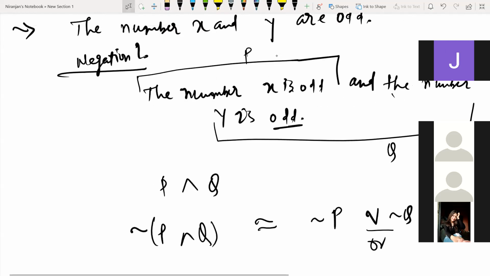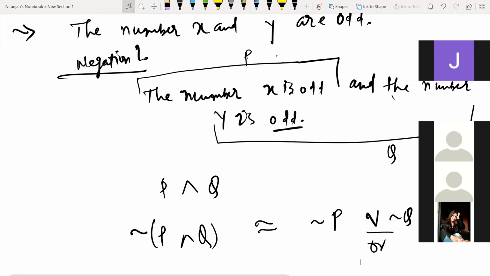So what did I just do? I had a statement. I broke it down and started writing it in statement form. So what are P and Q? P and Q are your statement variables. These are the statement forms, you can say. And these statement forms are combined together with an operation. That operation is AND.